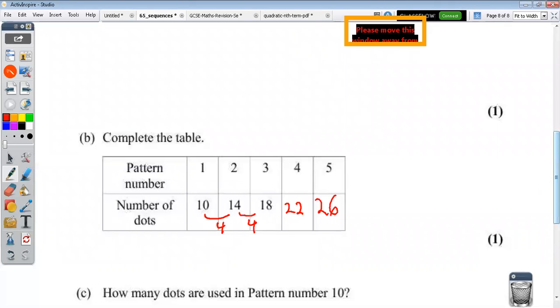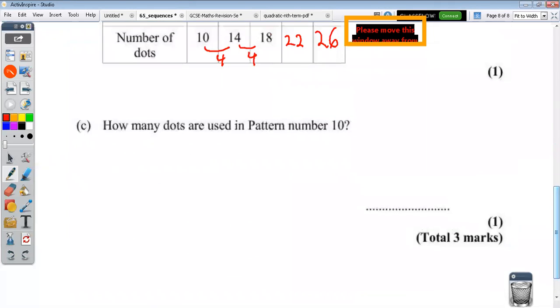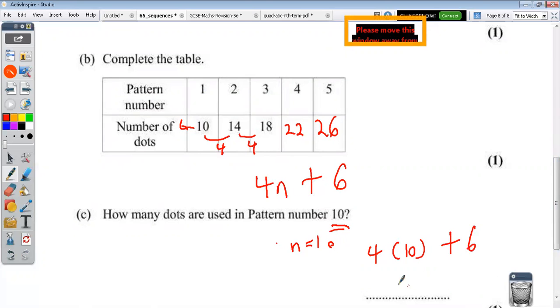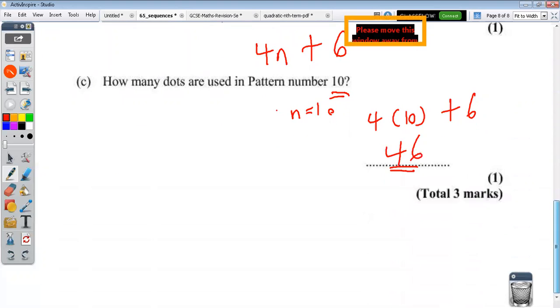Now, how many doors are in the 10th? What I would encourage you is to find the formula for the nth term. So it's a 4n multiplication table. The first term is 10 dots. Before that, if you subtract 4, it's plus 6. So when n is equal to 10, it's 4 multiplied by 10, because it's 4n plus 6. So it means it's 46. Clear now, everyone?